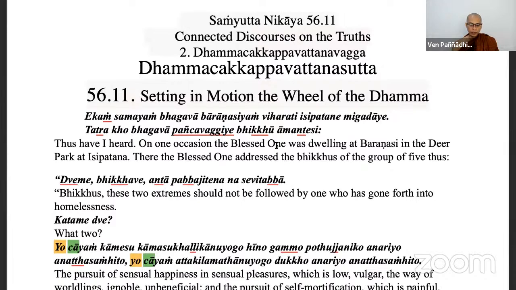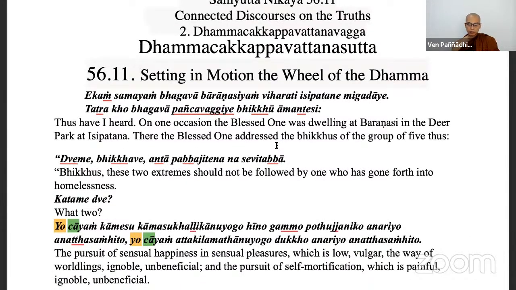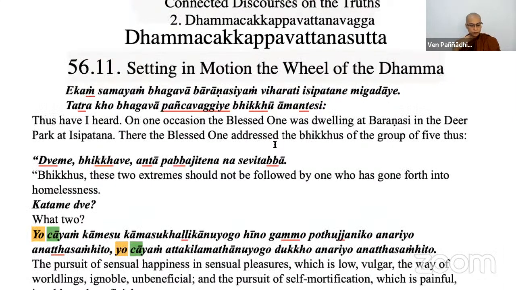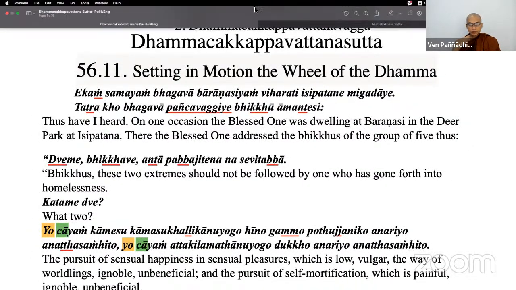First of all, let's recite the Dhammacakkappavattana Sutta with the recollection of the Buddha and the Dhamma, in Pāļi only.